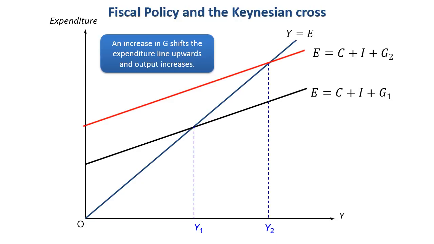As a result, we get an increase in output from Y1 to Y2. That's how the Keynesian cross shows fiscal policy. It's the shifting up and down of the expenditure line and a new prediction for equilibrium output each time.